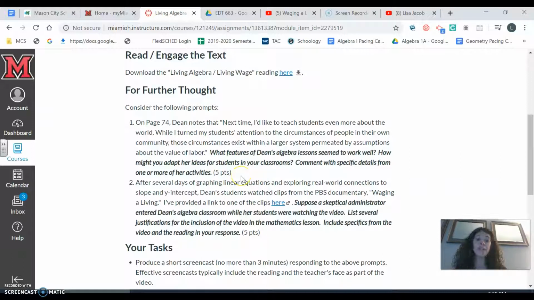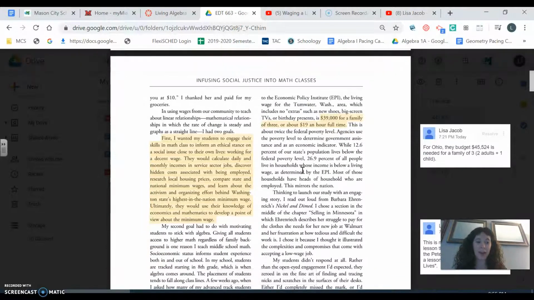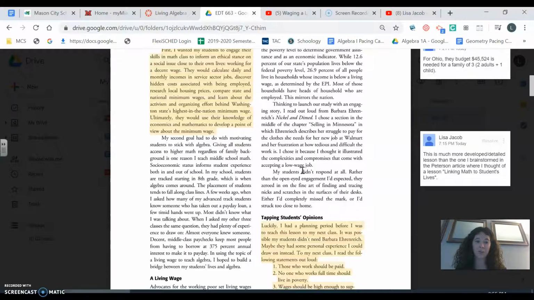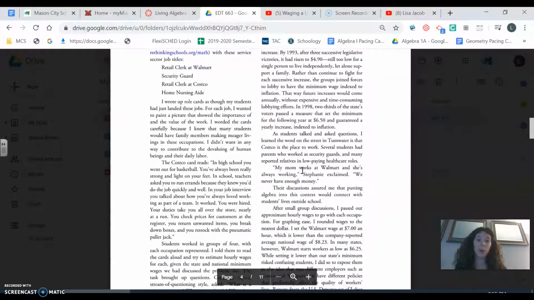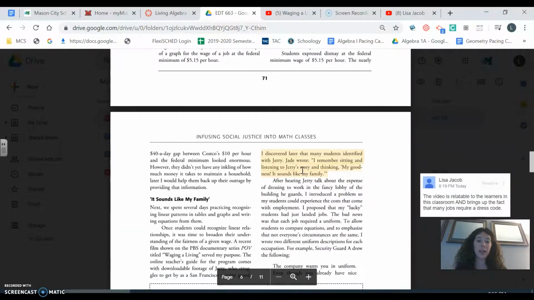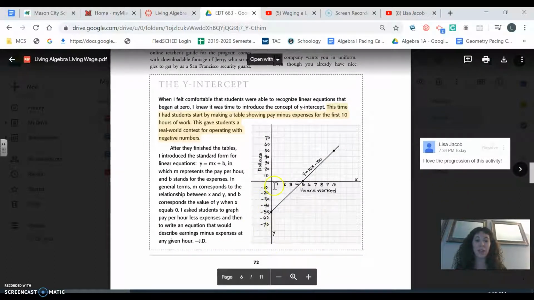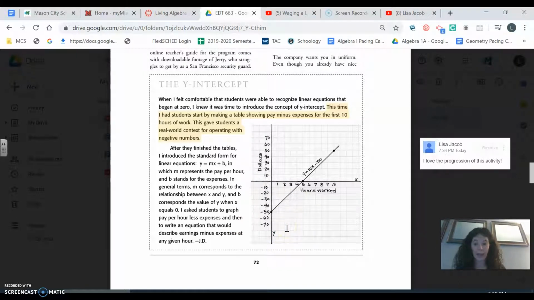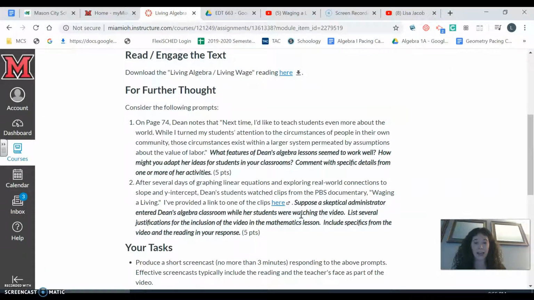But features of Dean's lesson that seemed to work well. I just really enjoyed the pacing of her lesson, that this lesson wasn't just all crammed in back to back day after day. It was really spread out. And after students had time graphing proportional linear equations, bringing in then that PBS video, which made students think about how some jobs have this upfront cost of maybe uniforms, and then tying in this idea of a y-intercept that's not zero.